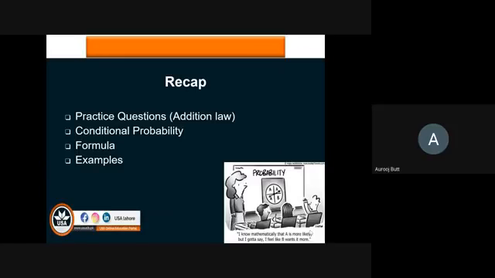If you have the case where either or at least is given in the question, you can simply approach the addition law. What is the addition law? Probability A union B means the outcomes will either be in event A, or in event B, or they can be in both events. That is meant by probability A union B.